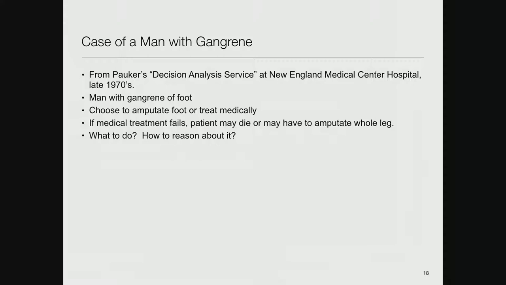The choice becomes a little more complicated, because if the medical treatment fails, then of course the patient may die, it's a bad outcome, or you may have to now amputate the whole leg because the gangrene has spread from his foot up the foot, and now you're cutting off his leg. So what should you do, and how should you reason about this?